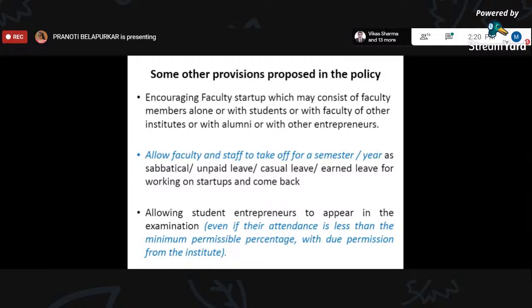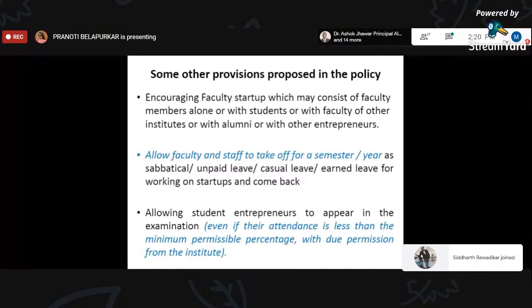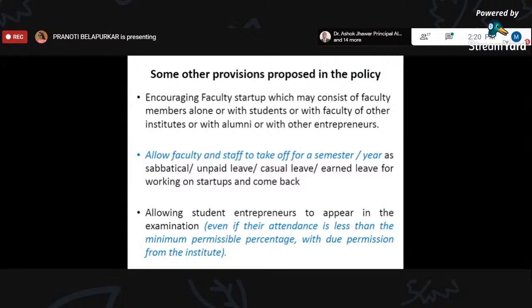Secondly, it allows faculty and staff to take off from their semesters, years, as an unpaid leave, or as a sabbatical leave, or a casual leave, or maybe an earned leave, as they are working for the institute, for the benefit of the institute. Whenever a faculty or a student or an alumni associated with an institute is going for such kind of a thing, he is associated with the name of the institute. So the institute definitely wants to be a party to that.